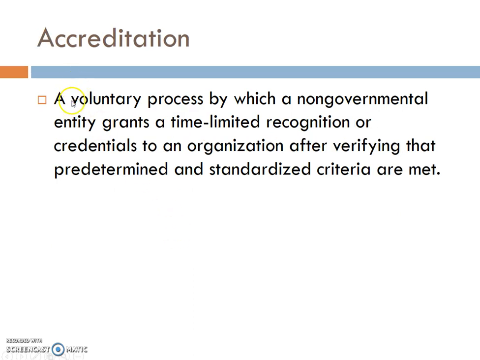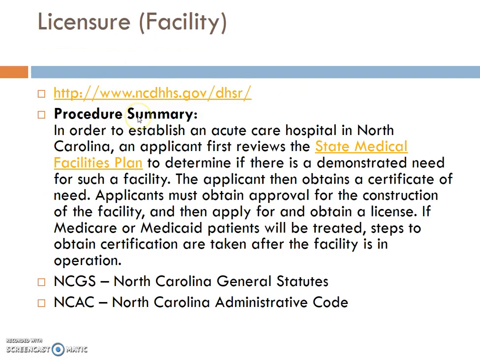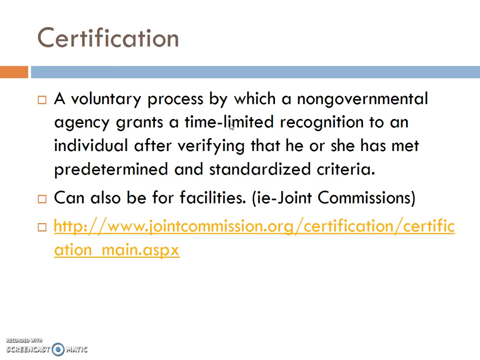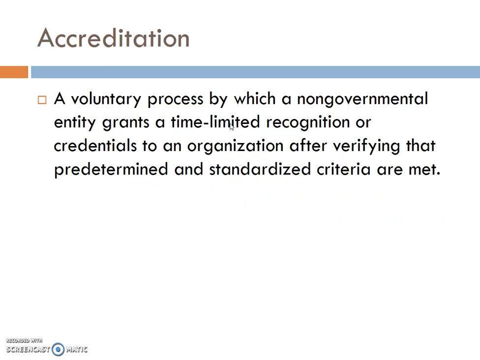Accreditation. The key word here, y'all, is voluntary. A voluntary process by which a non-governmental entity grants limited time recognition or credentials to an organization after verifying that predetermined and standardized criteria are met. Voluntary. You need to know that this is voluntary. Licensure that we talked about back here under facility is mandatory. You cannot operate a facility in the state of North Carolina without a license. But this accreditation process is voluntary. So why do people do it?